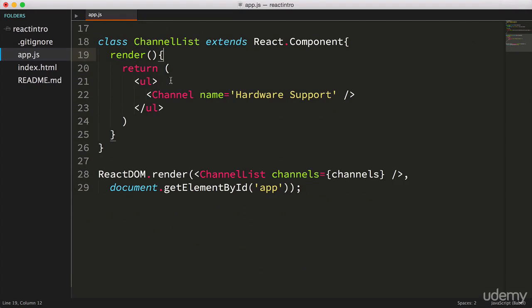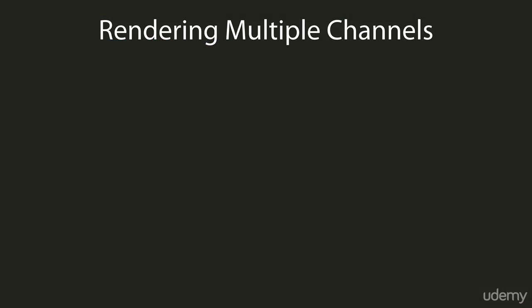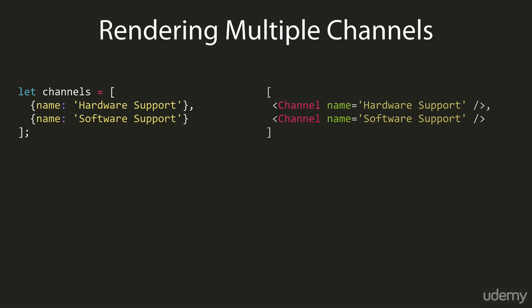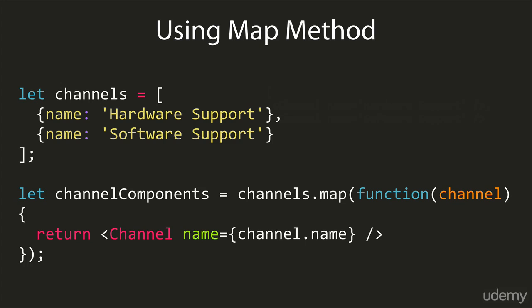Okay, so now that we can access our array within our channel list, what's the best way to render multiple channels? We need to somehow iterate over the array of channel objects and create a channel component for each array element. Our goal is to make a new array of channel components, which the React runtime will eventually render. There's a couple ways of doing this, but the simplest is to use the map array method.